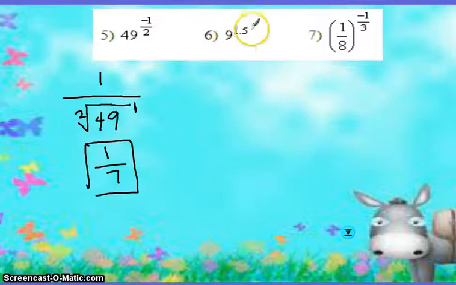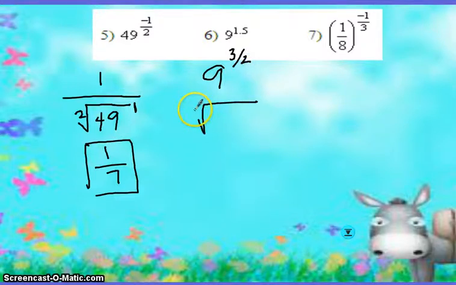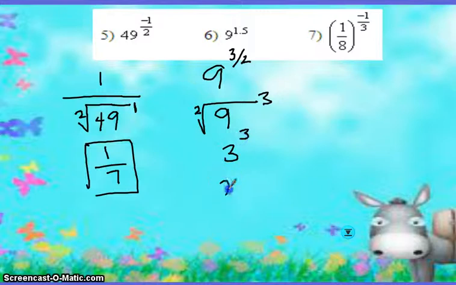Now, you do need these in fraction form. They cannot be in decimals. So remember, if you do not know how to write a decimal as a fraction, type it into your calculator and hit math, enter, to get that decimal to change to a fraction. So when you type in 1.5 into your calculator, you will get 3/2. So then we're again going to change this into the root. Denominator is your index, numerator is your exponent. So the square root of 9 is 3, 3 to the 3rd is 27.